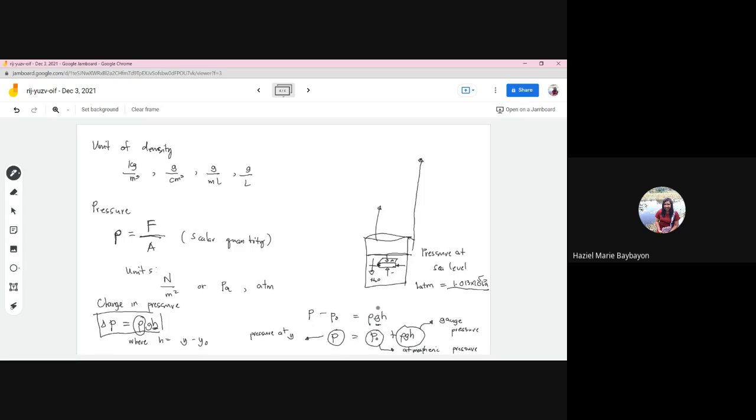Now take note that the atmospheric pressure is 1 atmosphere, which is equal to 1.013 times 10 to the 5 Pascal. So atmospheric pressure is defined as the pressure at zero elevation. Okay. So that is the pressure at zero elevation.